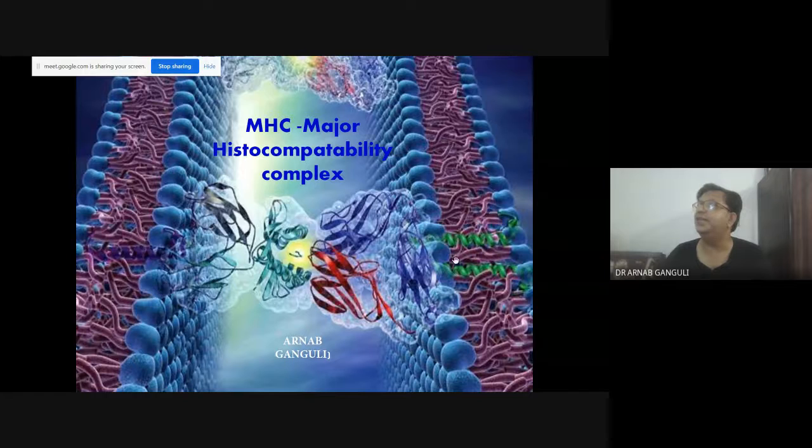Major histocompatibility complex. This is how it looks on the cell. This is the plasma membrane of the particular T cell or any cell, and you can see that this is the MHC molecule presenting a peptide. Two cells are interacting on many surfaces. So this is a very interesting aspect.